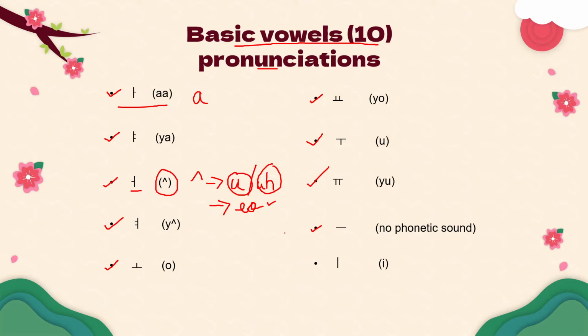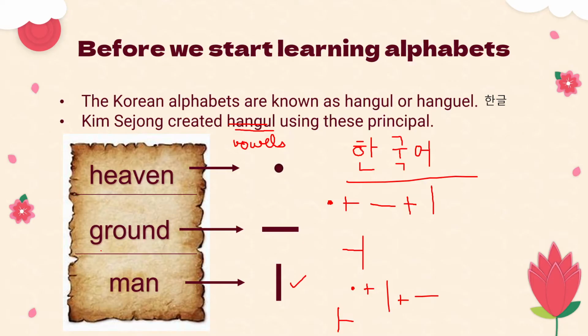Now this one does not have a phonetic value, but it is written as ear or a. It is most often used as ear. Ear is used the most, but U is also written sometimes. The best example is Hangul. See, this is written Hangul.